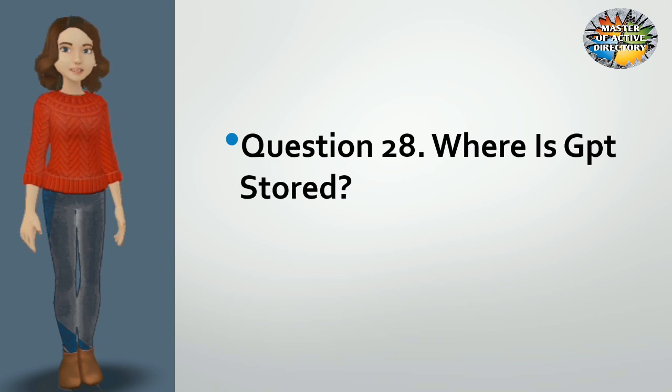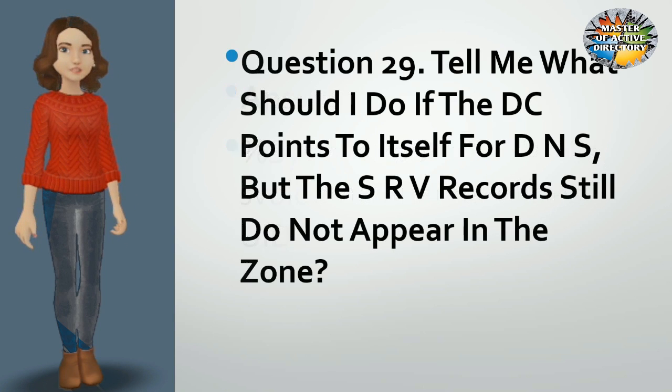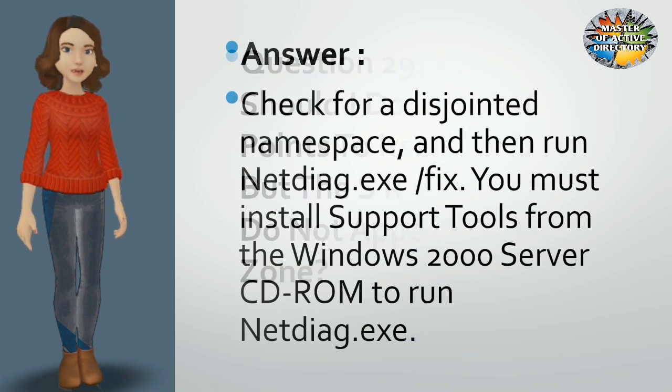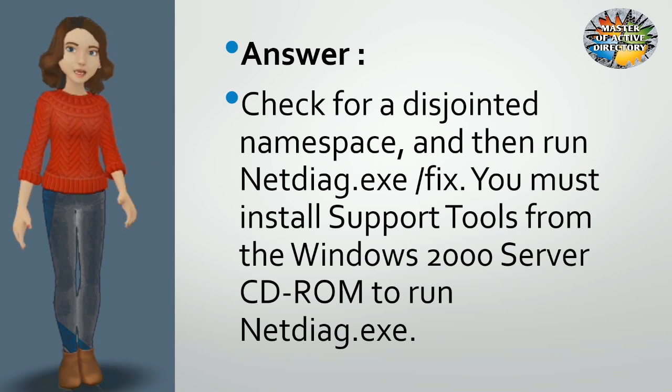Question 28. Where is GPT stored? Answer. %systemroot%\sysvol\domain name\policies. Question 29. Tell me what should I do if the DC points to itself for DNS, but the SRV records still do not appear in the zone? Answer. Check for a disjointed namespace, and then run netdiag /fix. You must install support tools from the Windows 2000 Server CD-ROM to run netdiag.